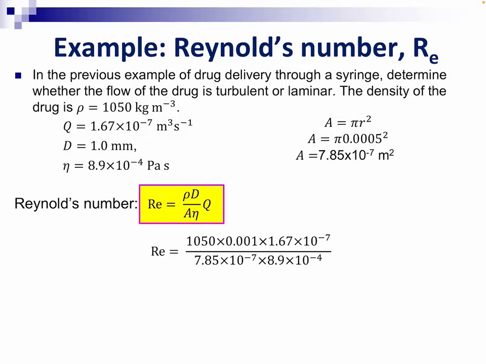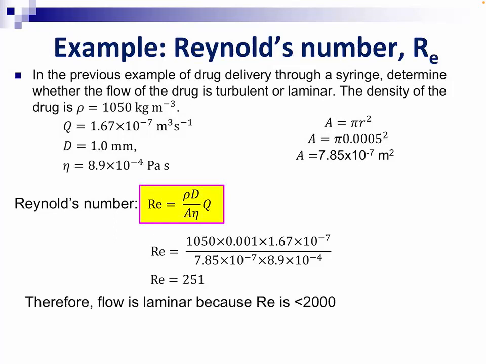So the density of the drug was given, the diameter of the syringe was given, the flow rate we calculated earlier, the area we solved here, and the viscosity was given. And you get a Reynolds number of 251. So is the flow turbulent or laminar? Laminar. It's less than 2,000, so it should be laminar.